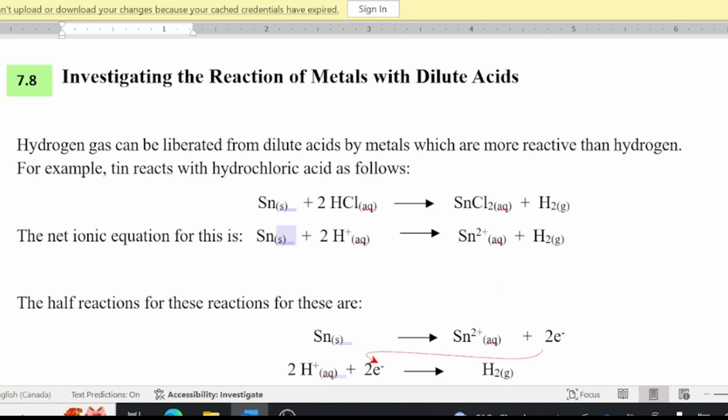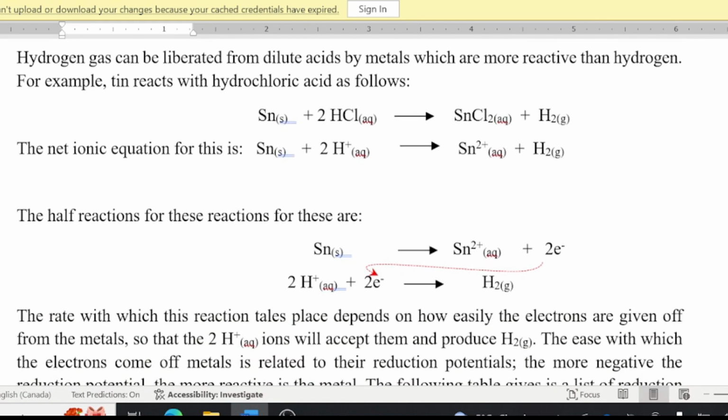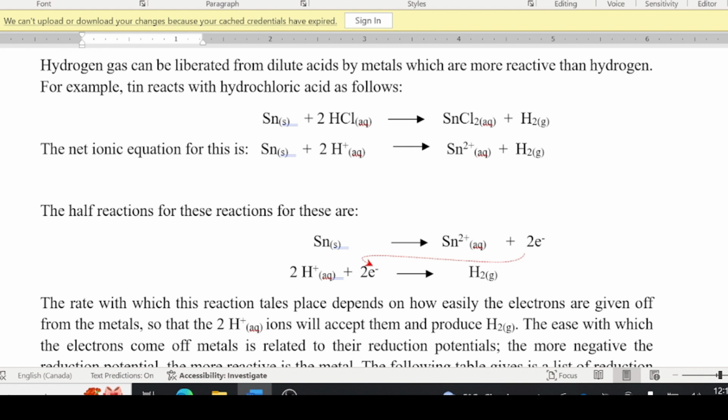And we talk about this again. We talked about the ability of a metal to ionize and to produce electrons, and then that electron gets picked up by the hydrogen ion to produce hydrogen. So the faster the metal produces the electrons, the quicker they are accepted by the hydrogen, and the greater the rate at which hydrogen is produced.